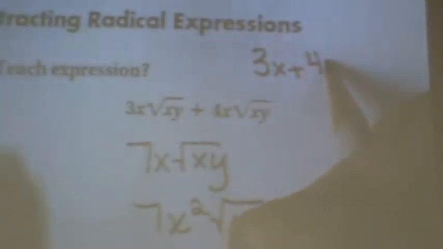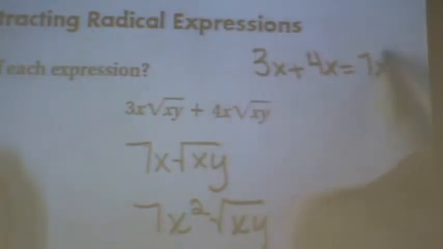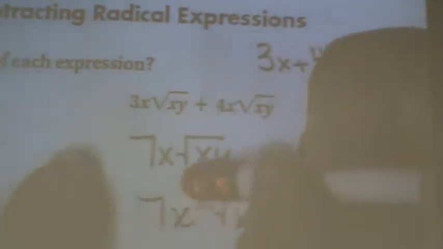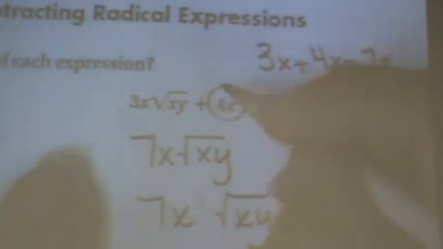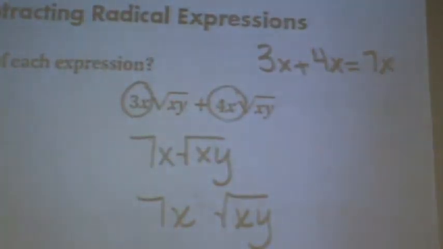Someone in first hour said, why isn't it 7x squared? You're adding and not multiplying. Okay, good. Because 3x plus 4x is 7x. Just wanted to make sure that everyone understands that you're adding the coefficients. And 3x plus 4x is 7x.